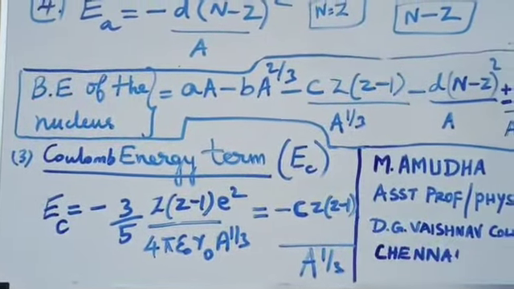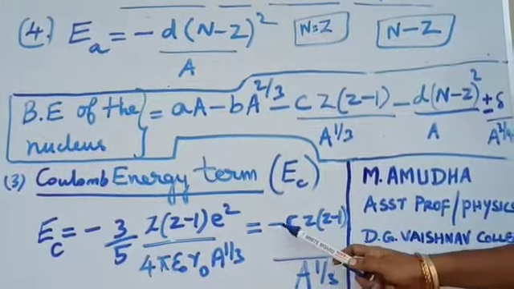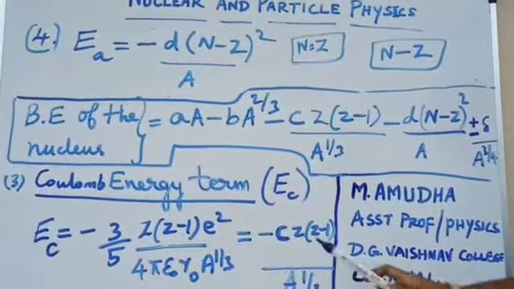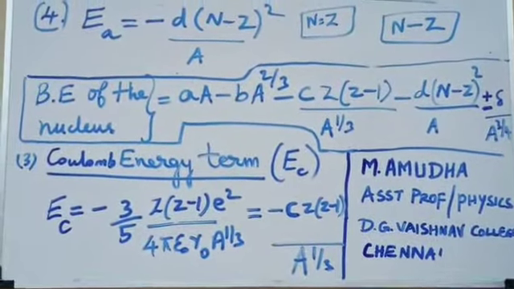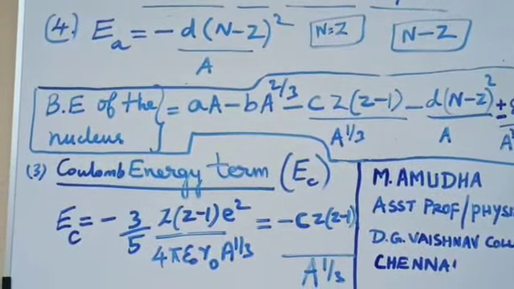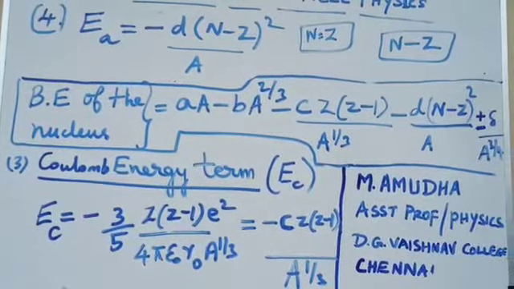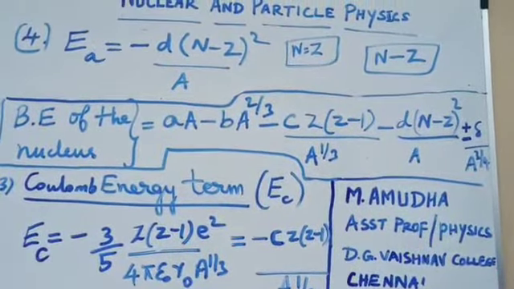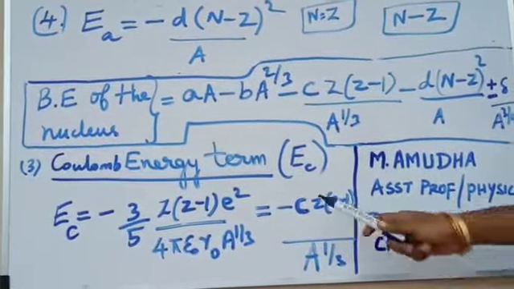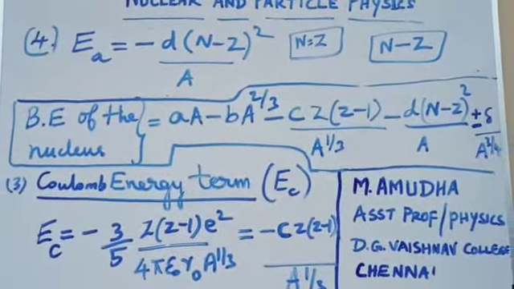So C is equal to 3 by 5 e square divided by 4 pi epsilon naught r naught. This negative sign clearly indicates the Coulomb energy decreases the binding energy of the nucleus. Actually, the electrostatic repulsion between each pair of protons inside the nucleus decreases the binding energy. That's why this energy term is negative. If the energy term is positive, it increases the binding energy of the nucleus. If the energy term is negative, it clearly indicates that this Coulomb force of repulsion between the two protons decreases the binding energy of the nucleus.